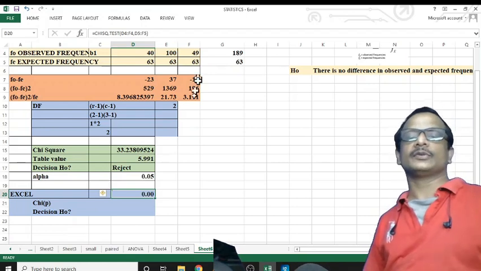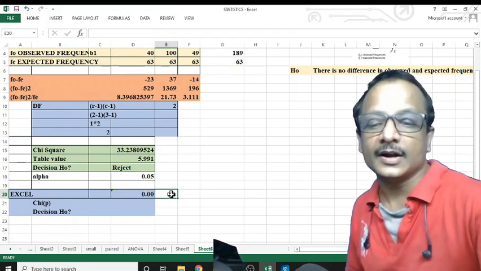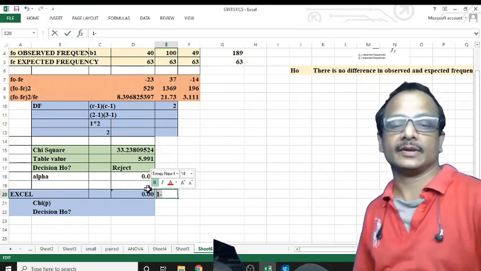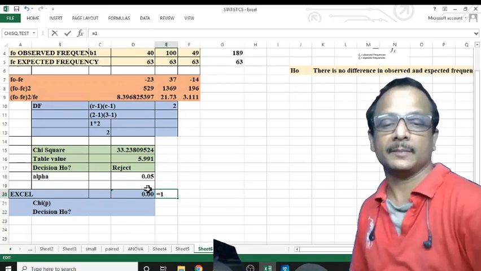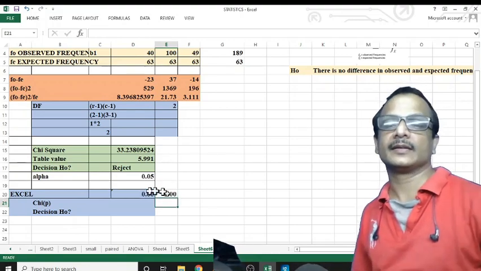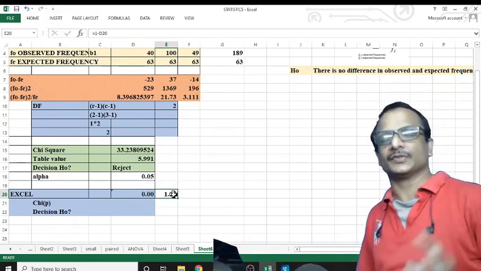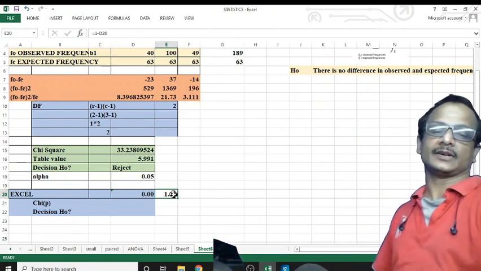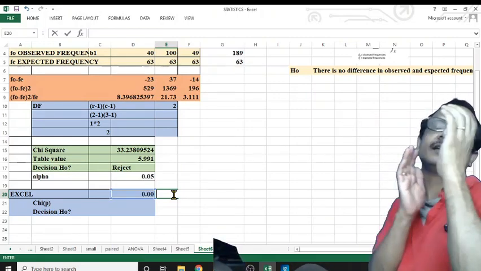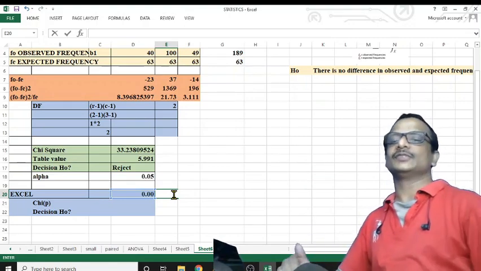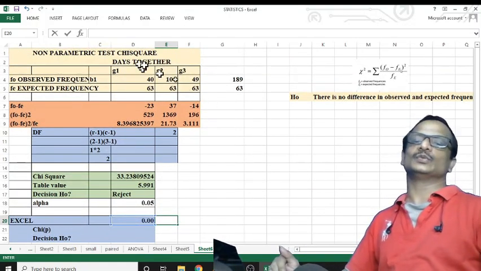99.999999. How to calculate this exactly? We have to put equal to 1 minus this value, enter. Yeah, around 100%. We can get 100% confidence. Actually it is not 100%, it is 99.99999% confidence that there exists an association between these two variables, classificatory variables.